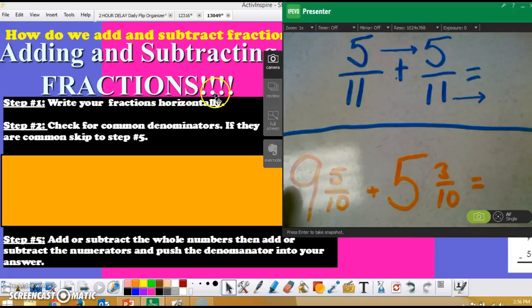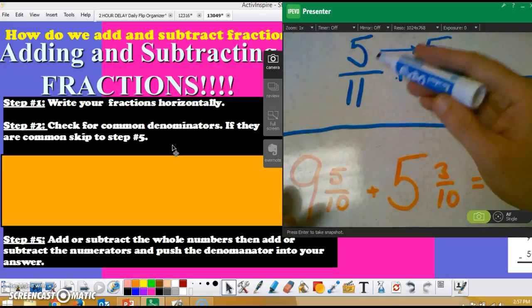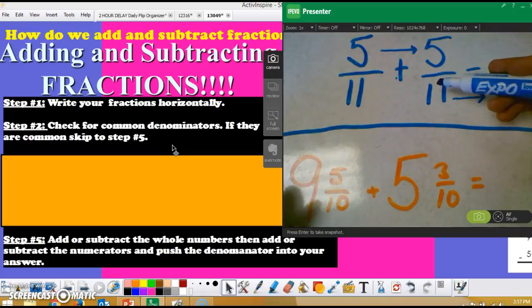So step 1, rewrite your fractions horizontally. I've done that here. Step 2, check to see if the denominators are common. Well, 11 matches 11. That means in this equation, they are common denominators. I can then skip to step 5. Add or subtract the whole numbers. I don't have any whole numbers in this example. And then add or subtract the numerators.